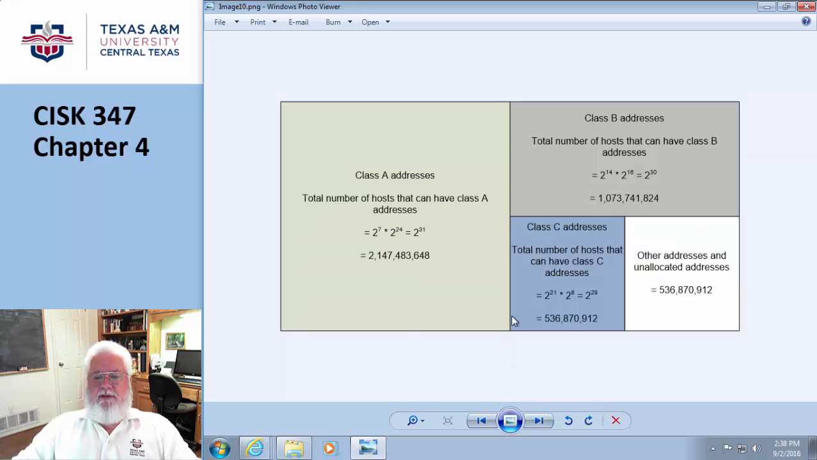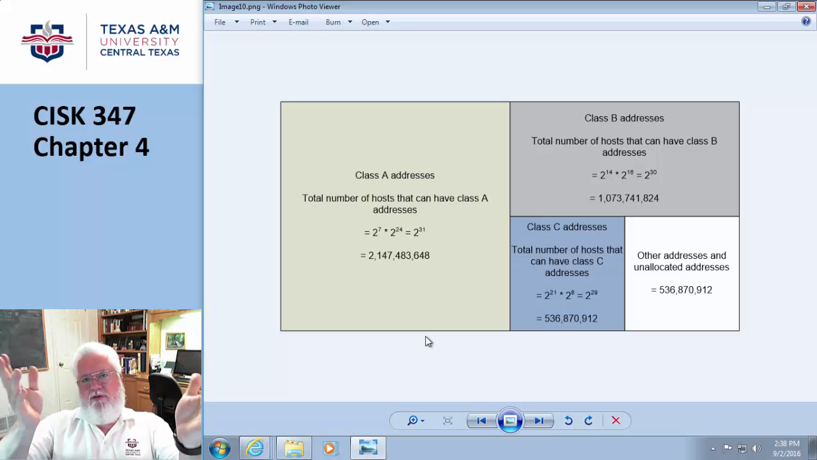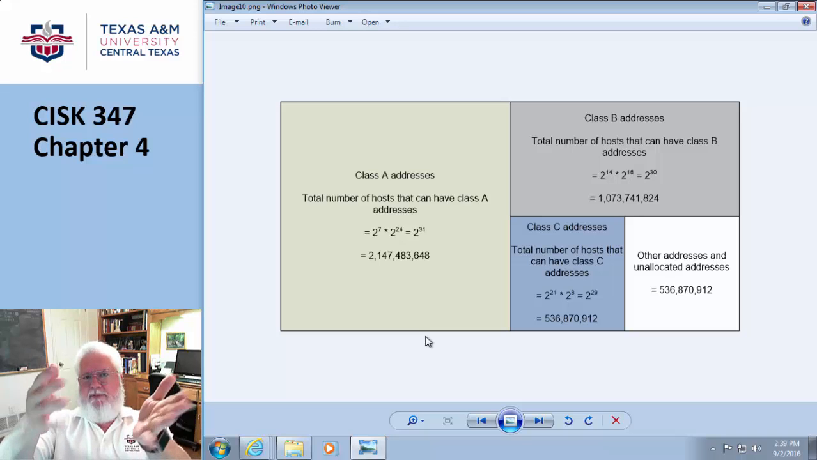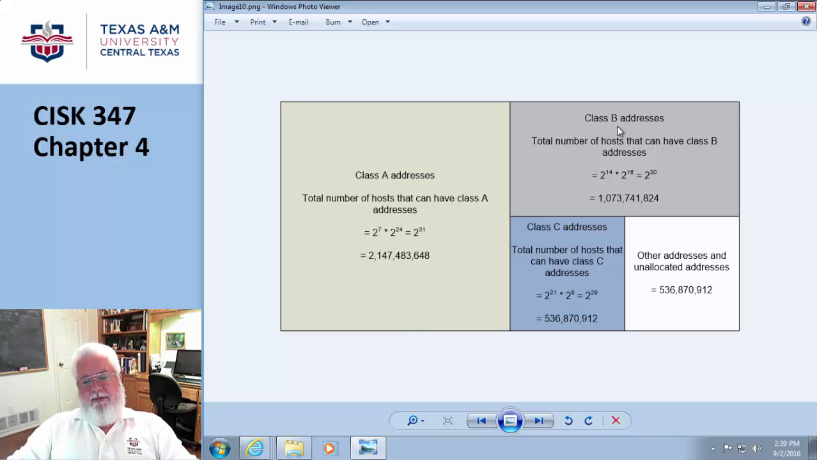There's this cool little graphic here. And this is the way the addresses are designed. Okay, half of all addresses, now you can tell right off the bat, half of all the addresses was designed for the military. Half of all addresses are Class A's. And then 1/4 of all addresses are Class B's. And then 1/8 of all addresses are Class C's. And there's some other addresses out here. There is a Class D and an E.